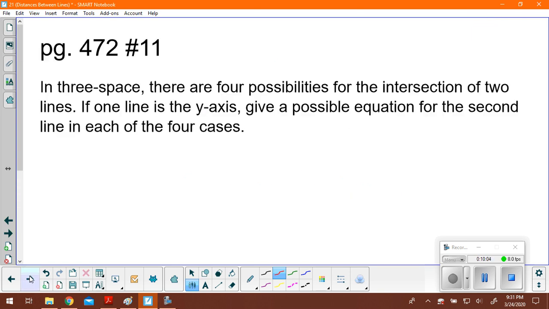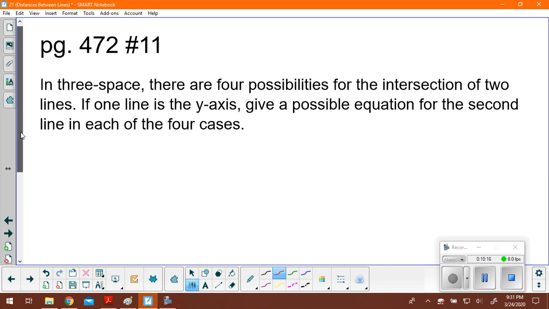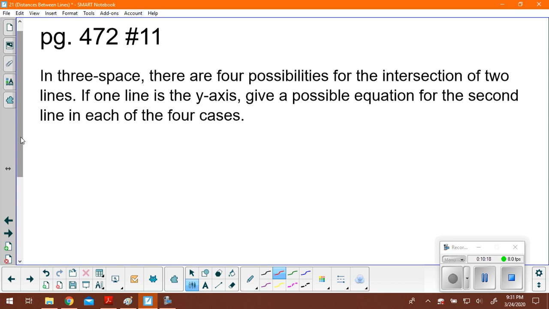Okay, and our last one is question 11. In free space, there are four possibilities for the intersection of two lines. If one line is the y-axis, give a possible equation for the second line in each of the four cases. Okay, so let's start by developing the equation for the y-axis. So here's my lovely little drawing of the axis in free space. X, Y, and Z.